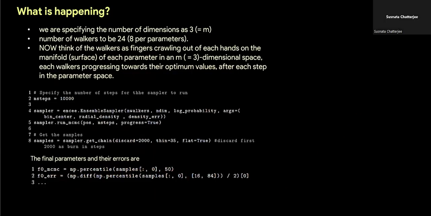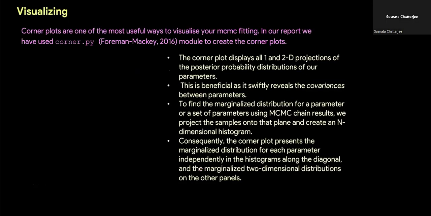Now, how to find the ideal number of walkers? A general rule of thumb is to have 2 times n dimension walkers, where n dimension is 3. More walkers improve the exploration of the parameter space and convergence of the chains, but at the expense of computational burden. Visualizing: we plot corner plots to visualize our MCMC fitting.